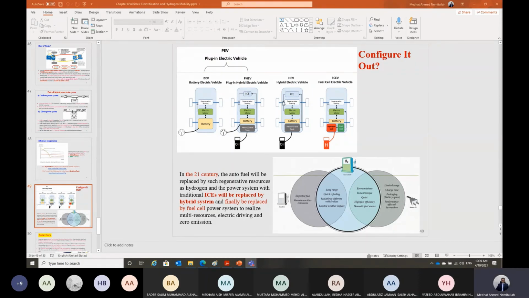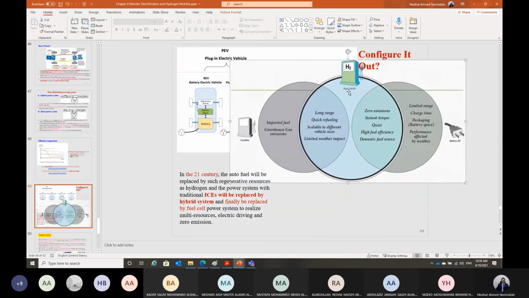So here, Shabab, as you can see, this is the comparison between all of them. You can see here the hydrogen fuel cell. It shares with the internal combustion engine its durability. Let me just maximize this one. You can see here, the hydrogen fuel cell shares with the internal combustion engine its long drive range with one refueling, quick refueling, and is also stable for different vehicle sizes. Also, it has limited weather impact. We can start the engine in cold weather.